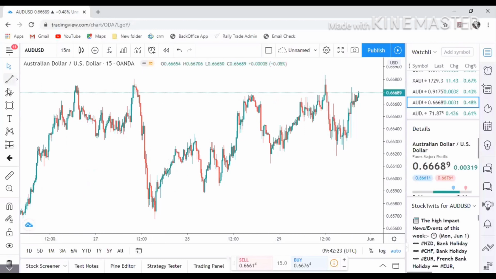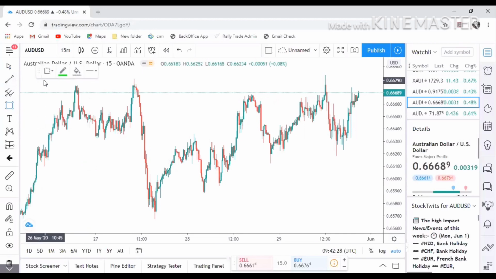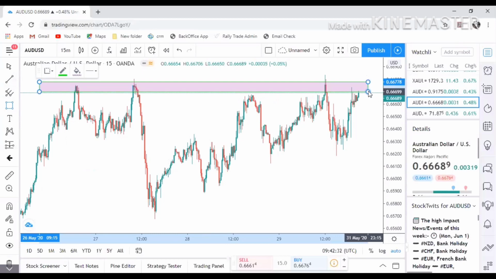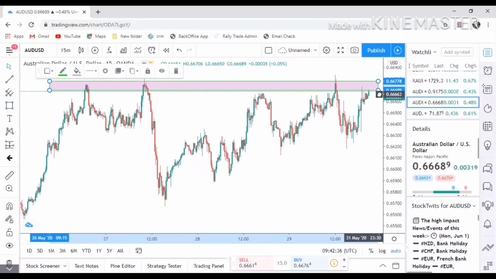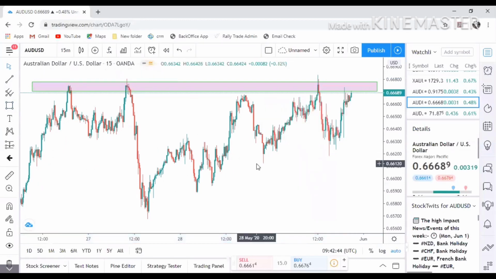So here, let me show you the resistance zone. It's this zone. It's a big resistance zone. Remember, do not see resistance and support as only one price range. Do not read it as a line. Rather, use your rectangle tool and see it as a zone. So you can see this resistance zone.